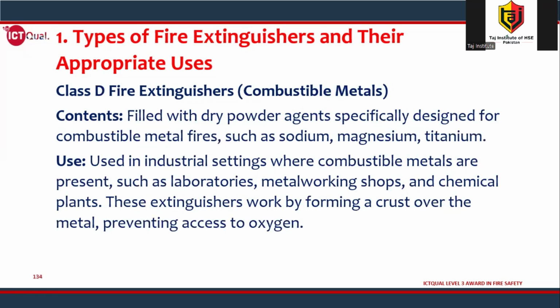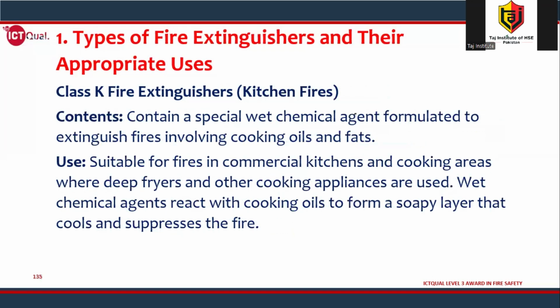Class D fire extinguishers are filled with dry powder agents specially designed for combustible metal fires such as sodium, magnesium, and titanium. These Class D fire extinguishers are mainly used in industrial settings where combustible materials are present, such as laboratories, metal working shops, and chemical plants. These extinguishers work by forming a crust over the metal, preventing access to oxygen.